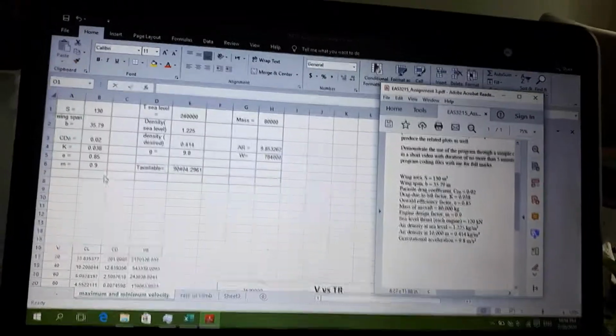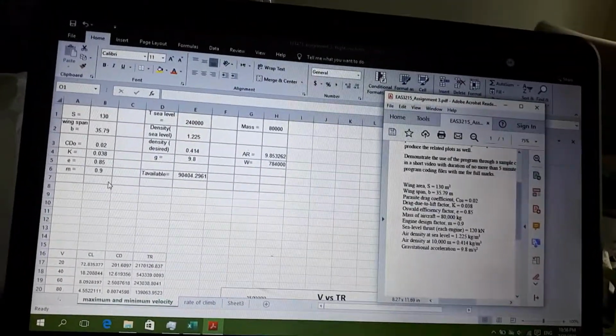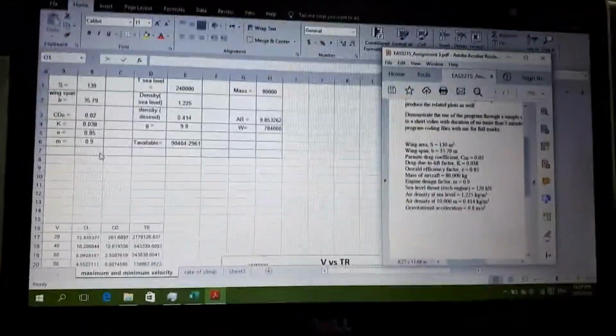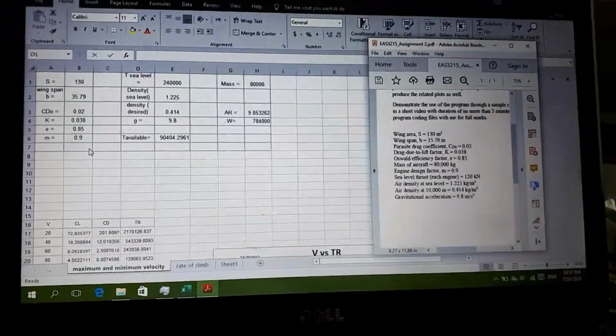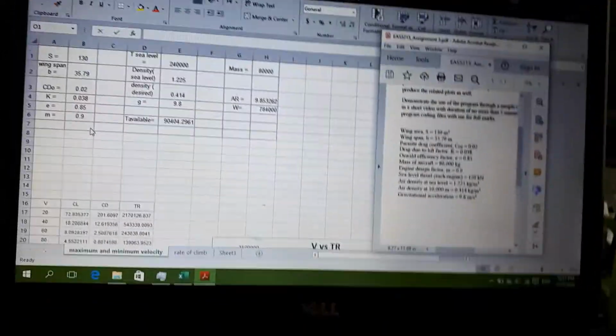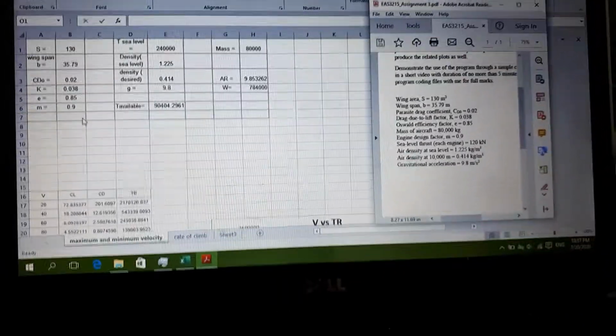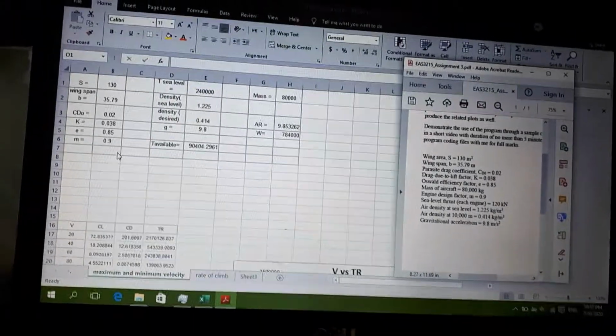The value of K is important because it is used in the drag polar equation, CD is equal to CD naught plus K CL squared. CD naught is given from the question, so we have CD naught, 0.02. We know the value of K. We need to find the coefficient of drag CD and the coefficient of lift CL. How to do it? First of all, we need to find CL and CD.